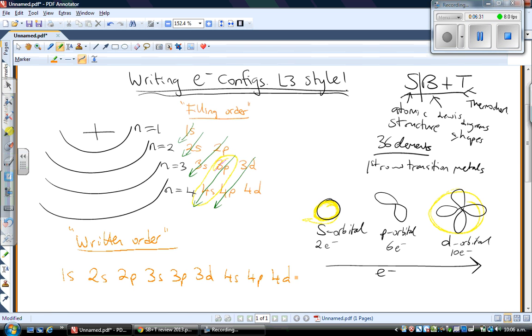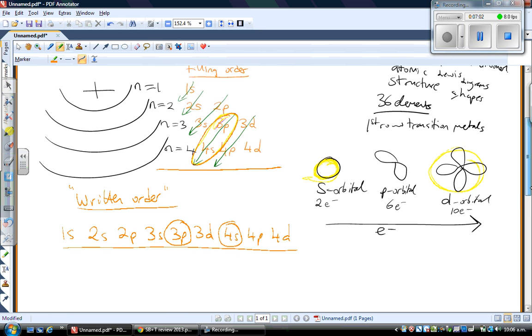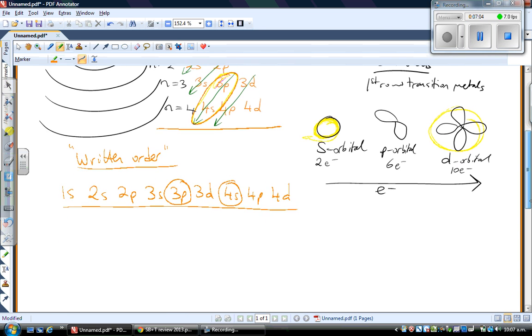So if you notice, in the written order, the 3p is here, and the 4s is there. Whereas in the filling order, the 4s appears to come directly after the 3p. So that's the main difference between the filling order and the written order. So you fill your electrons into the orbitals using the filling order, but when you write down the electron configuration, you make sure that you just write the numbers chronologically. So that's how to write electron configurations.